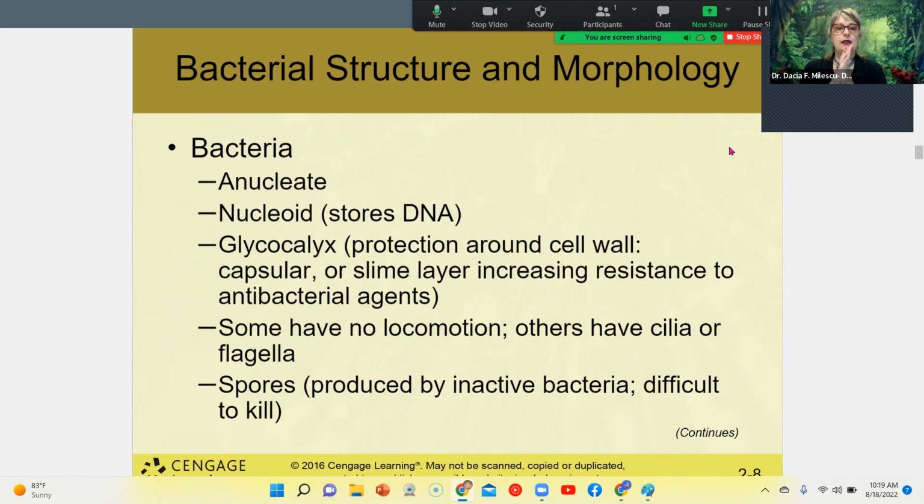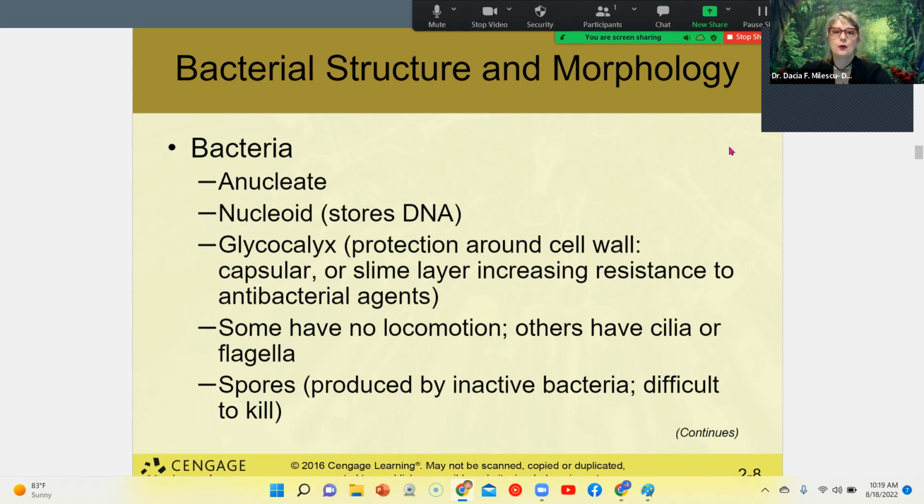So bacteria are anucleate. In other words, they don't have a nucleus, but they do carry what's similar to a nucleus. It's called a nucleoid, which stores the DNA. And then, of course, there's a cell wall, and some of them have a slimy cell wall called the glycocalyx to prevent the killing of it. So it does play a part in resistance to certain antibacterial agents like antibiotics.